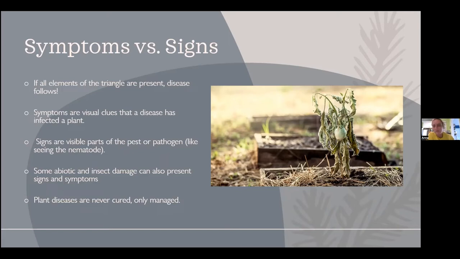Sign is the actual pathogen. You can see it with your eye or with a microscope. And the symptoms are what it's causing. What are some of the responses or things in the plant that make you think that that pathogen is present?